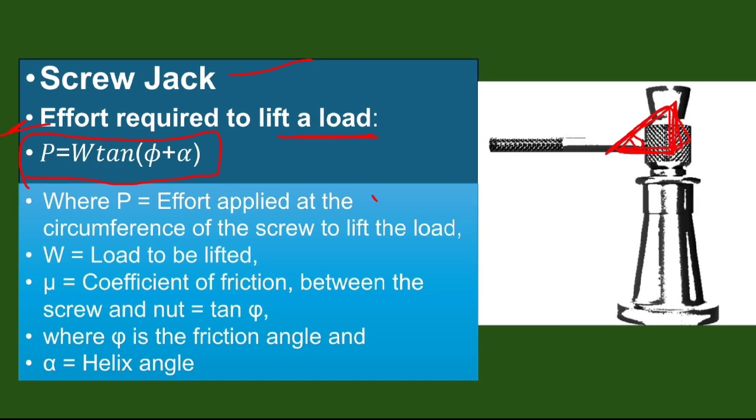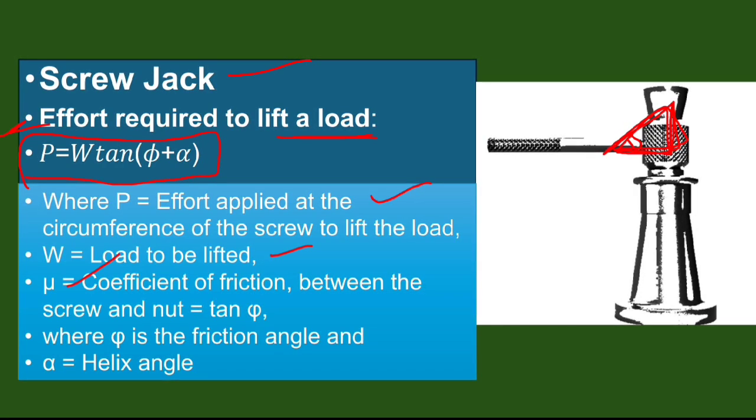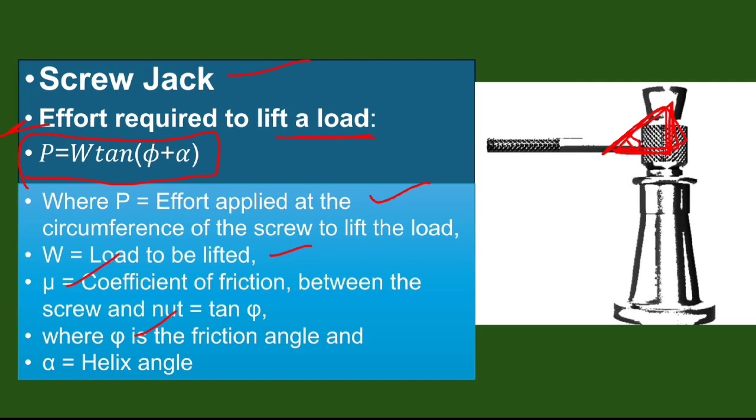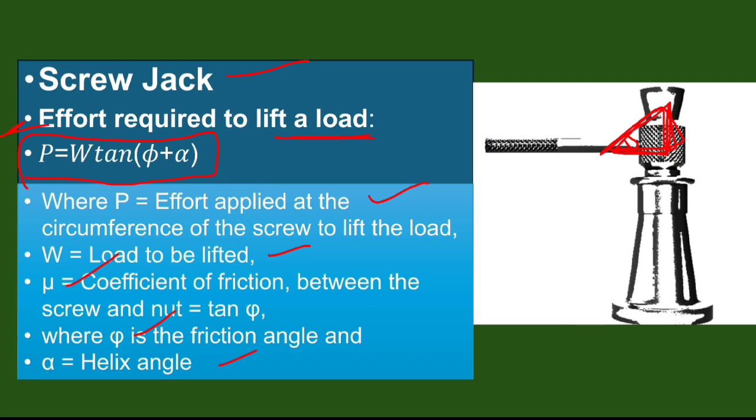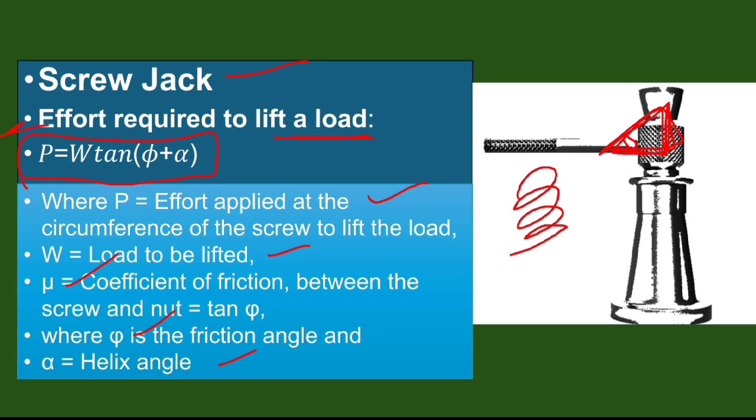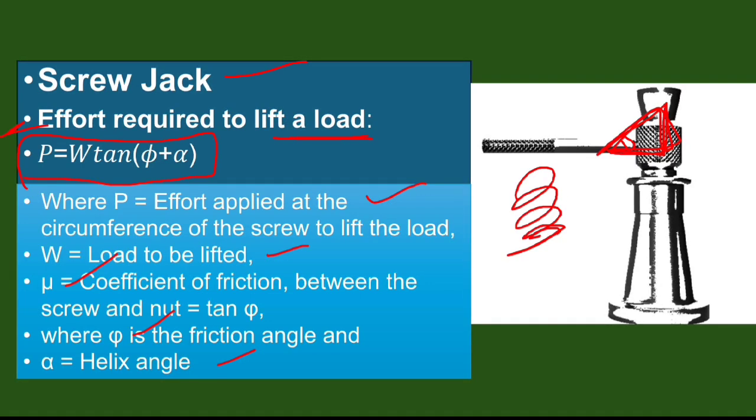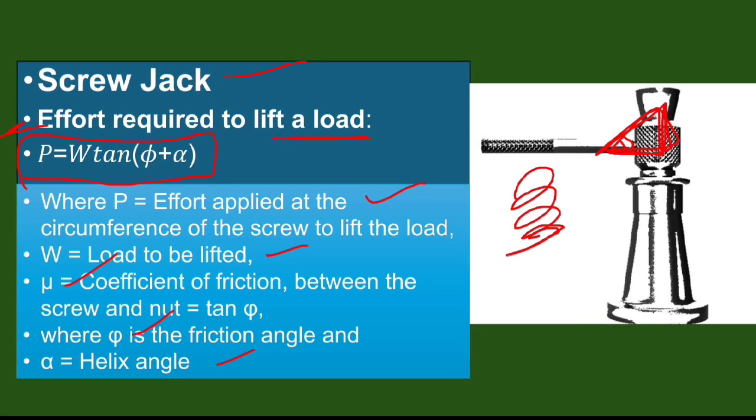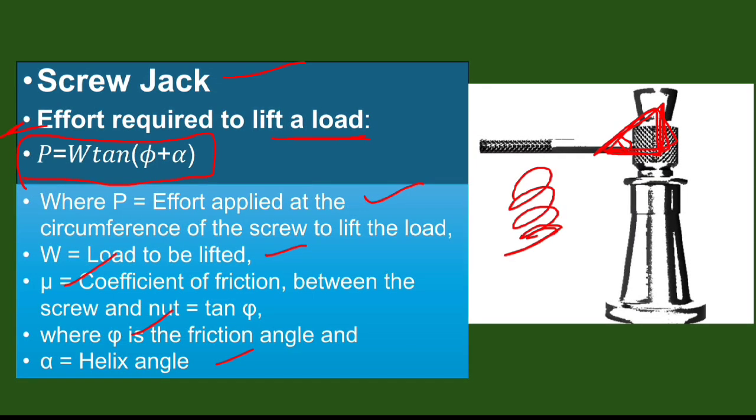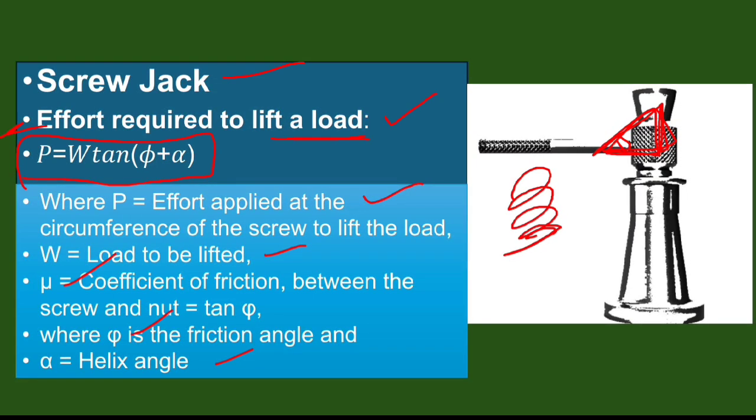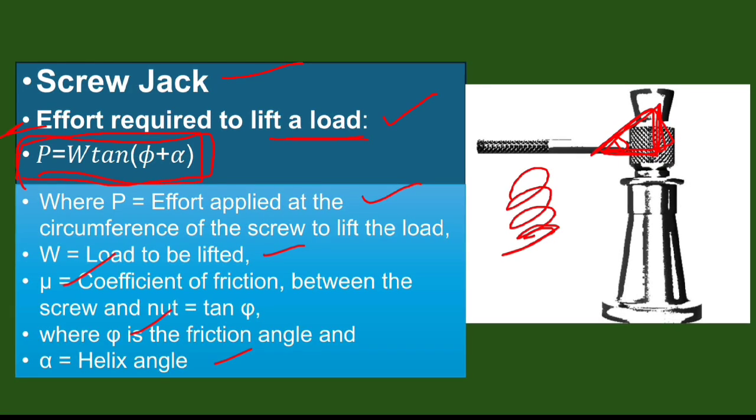So P is the effort applied, W is the load lifted, mu is the coefficient of friction, phi is the friction angle and alpha is the helix angle. Here we are getting a helix, right? The thread is like a helix. If you take one helix, its helix angle is alpha, phi is the friction angle, mu is the coefficient of friction, W is the load lifted, P is the effort applied. So the effort required to lift a load: P equals W tan(phi plus alpha).